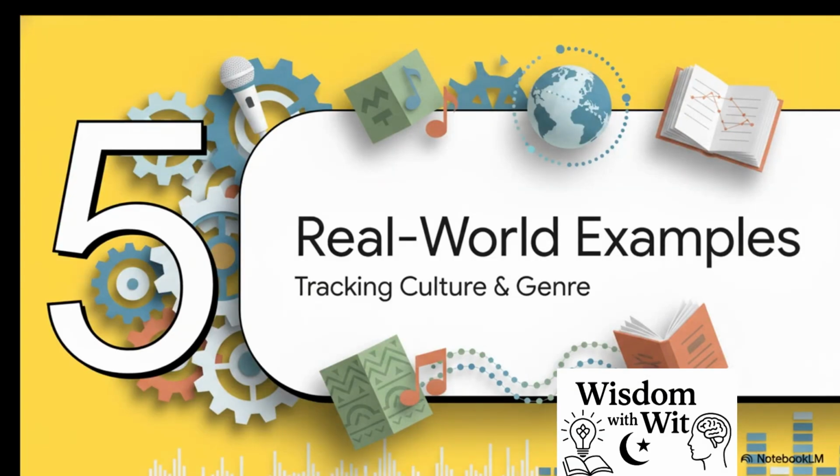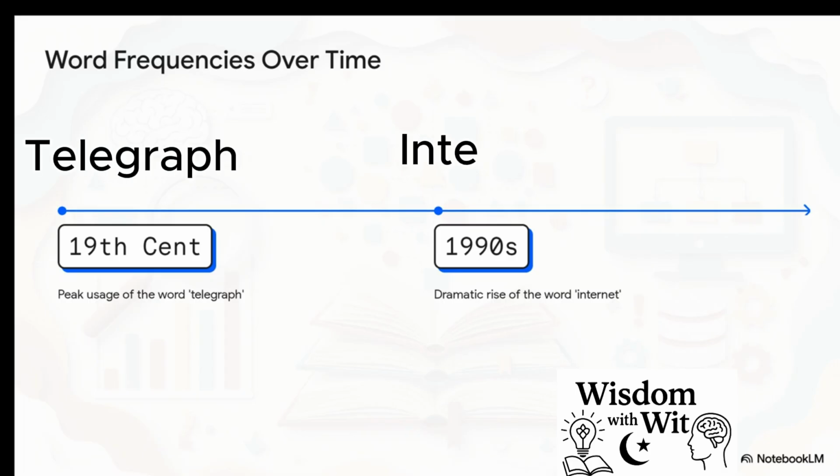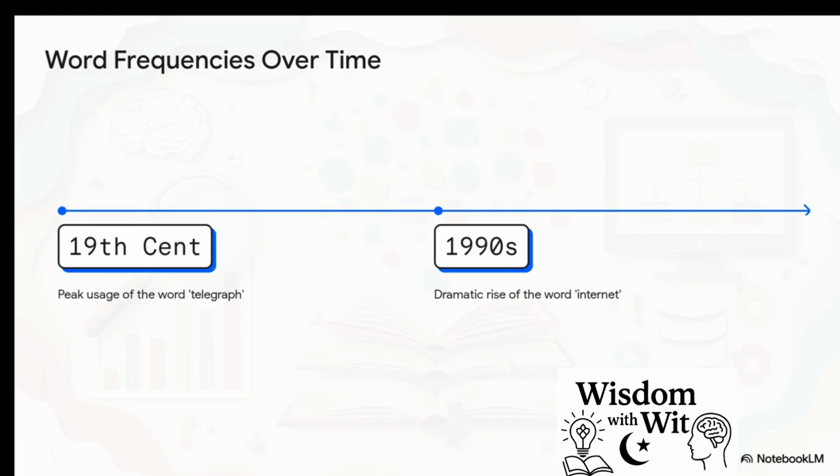Section 5, real-world frequency examples. Let's track some culture and genre. A really fantastic, accessible example of this is the Google Ngram Viewer. It tracks word frequencies across millions of digitized books spanning centuries. If you map out the words telegraph and internet, you literally see history unfolding right in front of you. Telegraph peaks massively in the 19th century and then plummets, while internet flatlines until the 1990s and then absolutely skyrockets. This proves that frequency lists aren't just dry grammar tools, they're direct visual reflections of social and technological shifts.